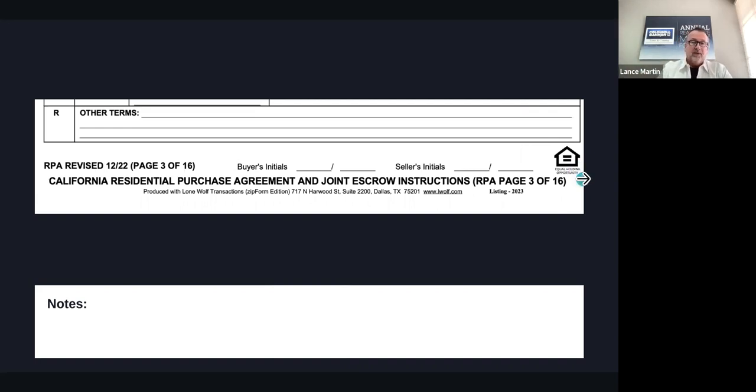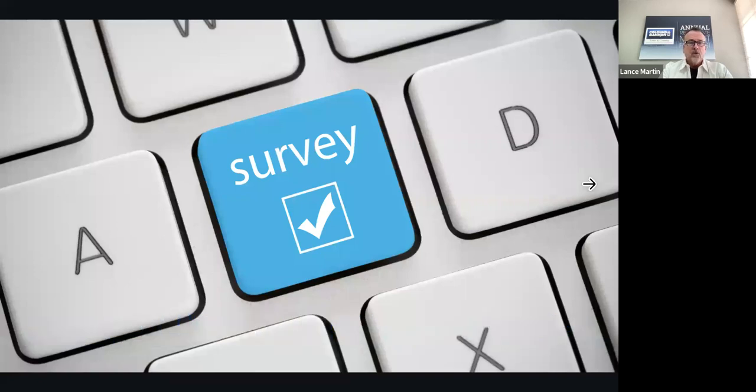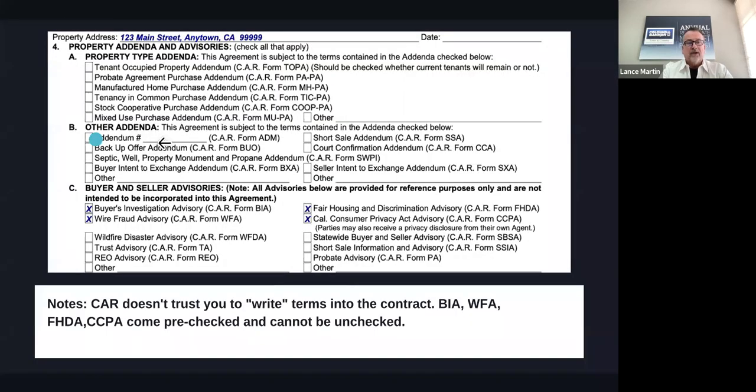My recommendation would be don't write your additional terms under paragraph R. Go over here, check the box, create addendum 1, and then go ahead and write whatever you're going to write, your 3 or 4 or 5 lines worth of text. Having said that, a minute ago I said CAR has these things, and there's a reason they don't give us an entire page for us to write stuff. They don't want us writing contract.